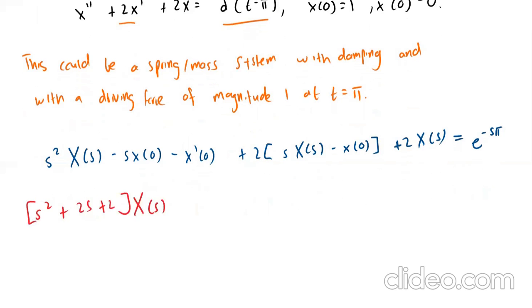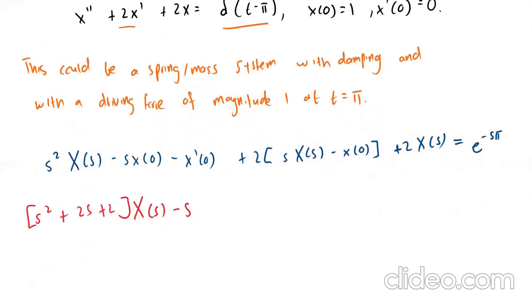Now let's get control of the constants. I have a minus s times x of 0, which is 1, so minus s, minus x prime of 0. Wait, is that correct? Yeah. X prime of 0 is 0, so we don't worry about that term. Then we have a minus 2 times x of 0. X of 0 is 1, so minus 2. And that's all I see in terms of constants. And this is equal to e to the negative pi times s.